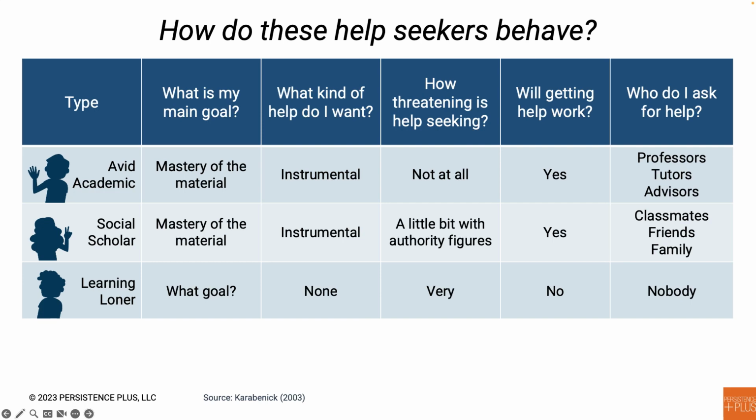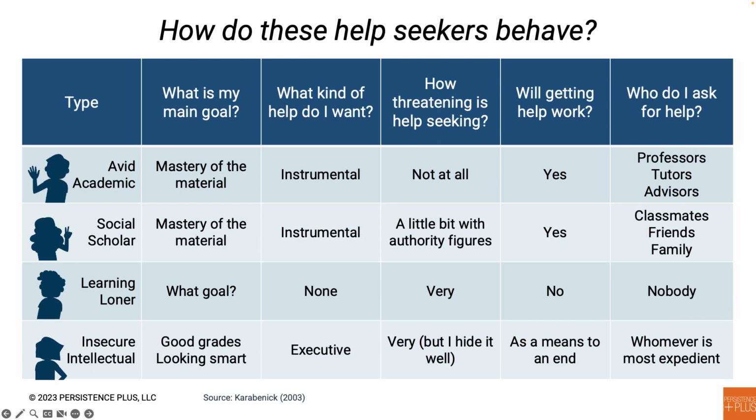The next 2 types of help seekers are the ones who we know are the most challenged when it comes to succeeding academically, and the research bears this out. The third one we call the learning loner. They're often a little confused about what their goals are in a class, why they're here, what they want to get out of it. And help seeking is very threatening to them. They don't want to do it, and therefore they don't do it. Any student you've ever had who is struggling but not telling anyone, and maybe drops out of college having never done anything to get help, that's your learning loner.